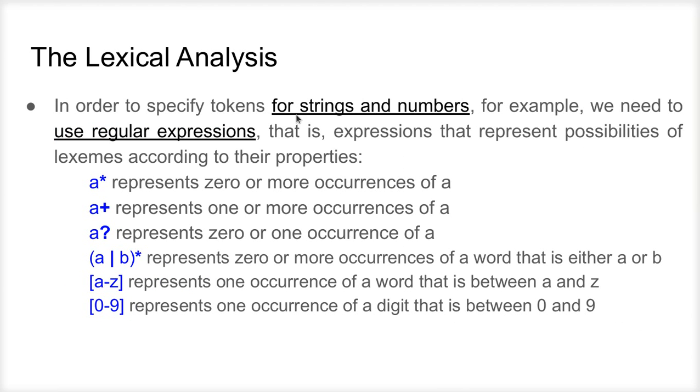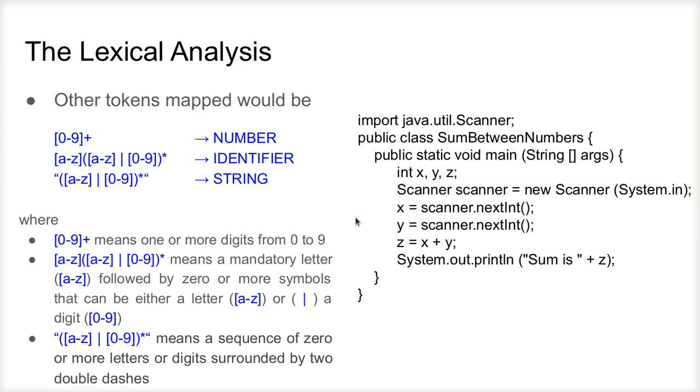So in order to specify tokens for strings and numbers, for example, we need to use regular expressions, that is, expressions that represent possibilities of lexemes according to their properties. So A star represents 0 or more occurrences of A. A plus represents 1 or more occurrences of A. A question mark represents 0 or 1 occurrence of A. (A or B) star represents 0 or more occurrences of a word that's either A or B. A-Z represents 1 occurrence of a letter between A and Z, and 0-9 represents 1 occurrence of a digit between 0 and 9.